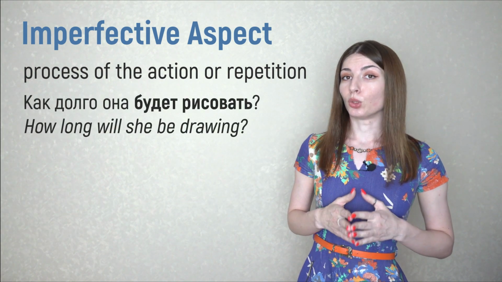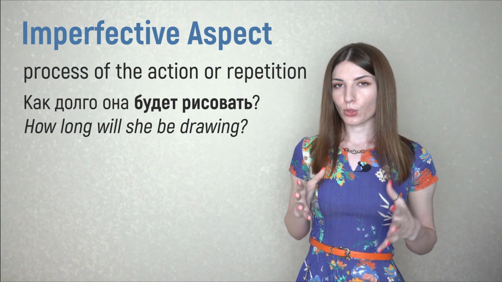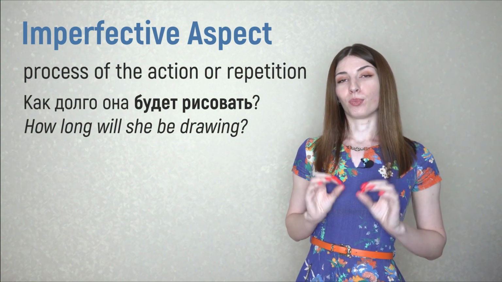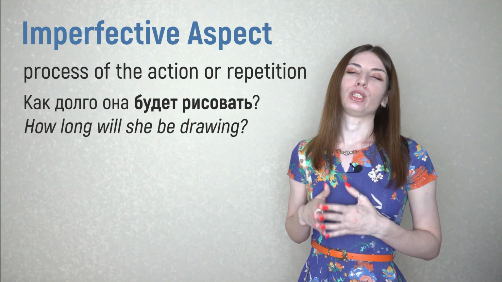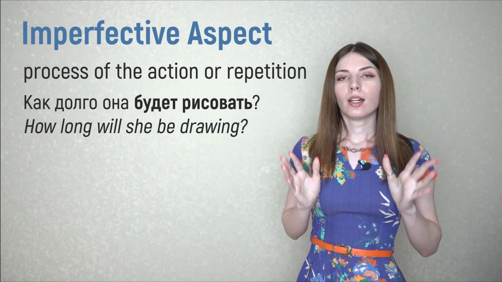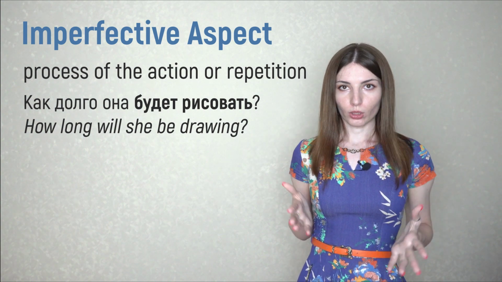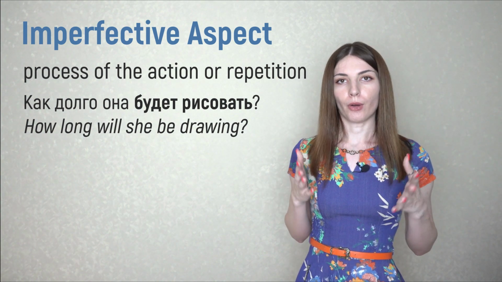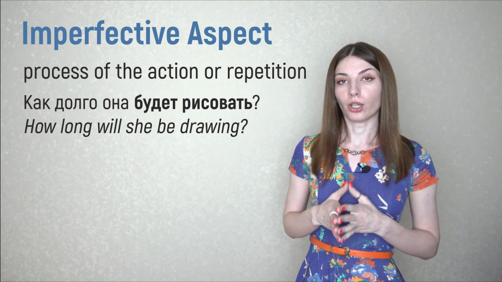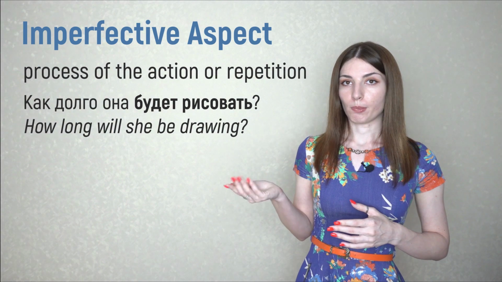Then, как долго она будет рисовать? Как долго? This word долго is just perfect, because if you have this word in your sentence or you want to say a sentence using this word, it'll be imperfective aspect, because долго shows the process, how long, for how long. Always it's imperfective, that's why будет рисовать.